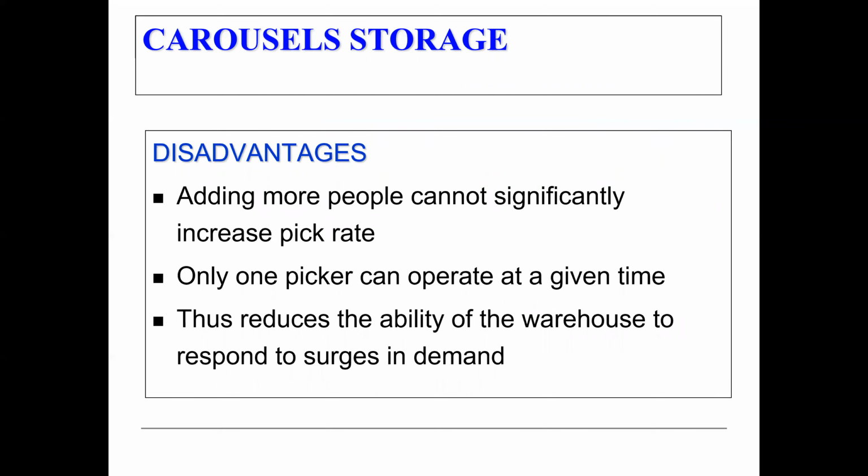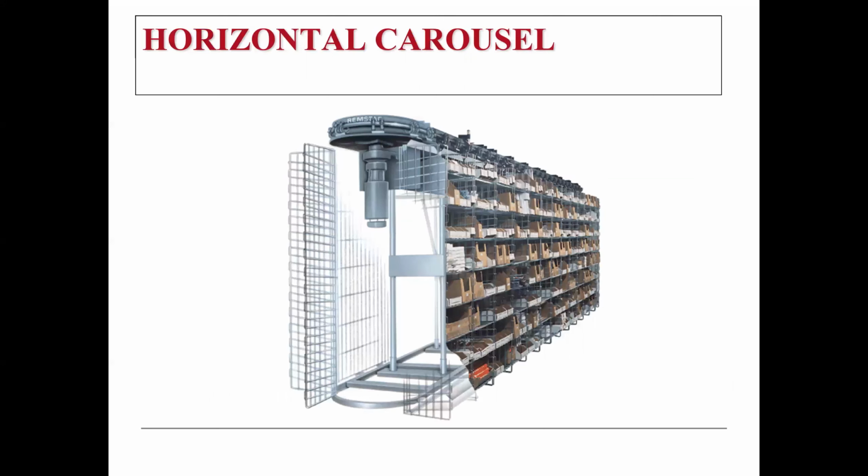Disadvantages: adding more people cannot significantly increase the pick rate. Only 1 picker can operate at a given time, which reduces the ability of the warehouse to respond to surges in demand. So this is an example of a horizontal carousel.